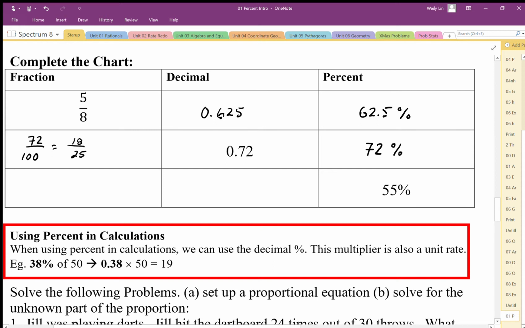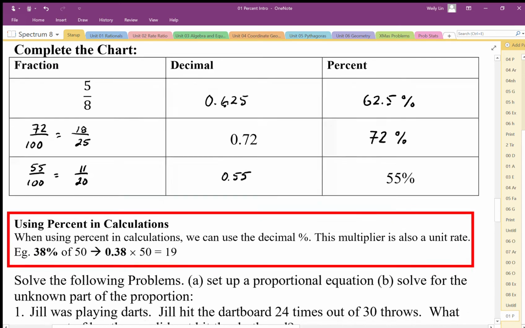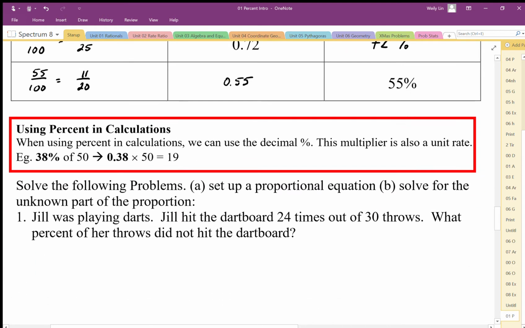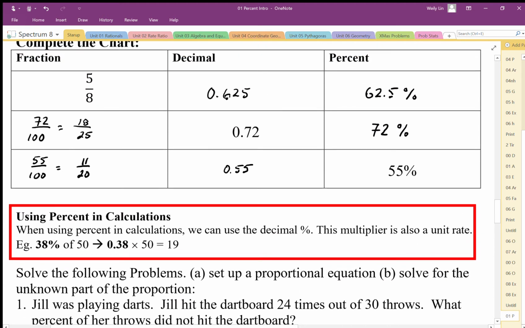So 55%, to convert into a decimal, we just move the decimal point over 2 places to the left this time. And then we can write this as 55 out of 100, which simplifies to 11 out of 20 as a simplified fraction. Okay, so we want to make sure that we can make this connection: fraction, percentage, decimal.